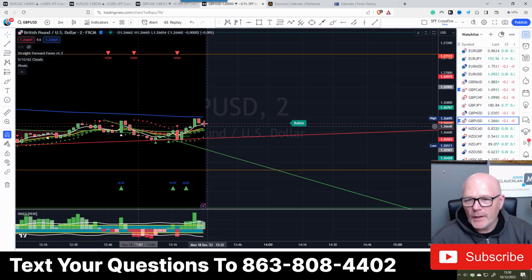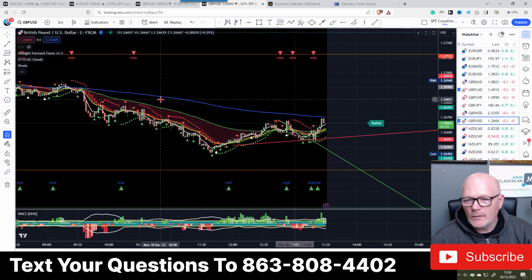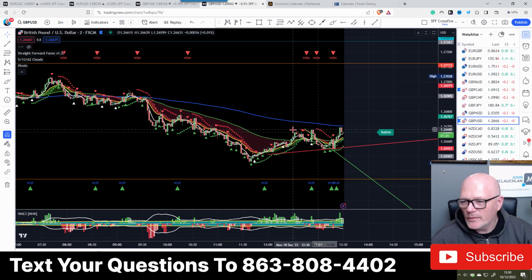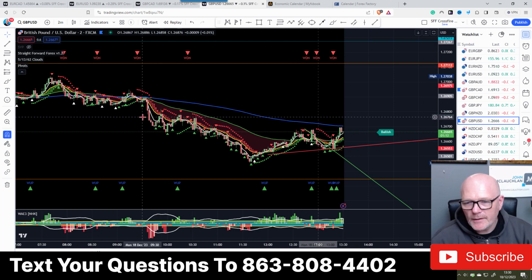So if I'm looking at this for a potential trade, first of all let's look left. Where did price go to? Well, price has gone to there previously. Price went to here, looking at these two hits here.